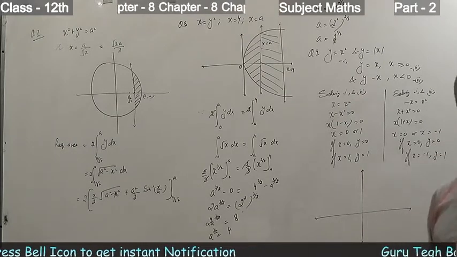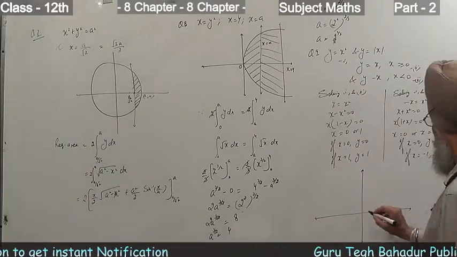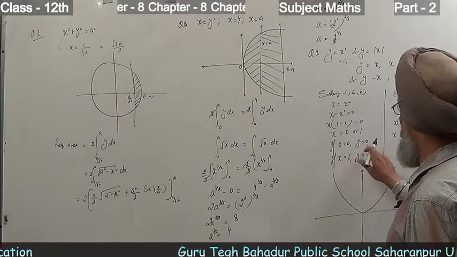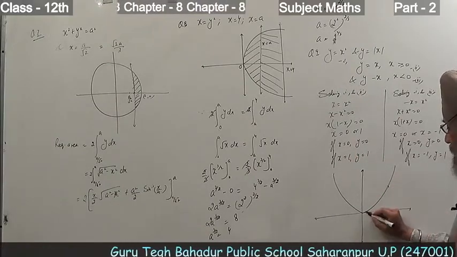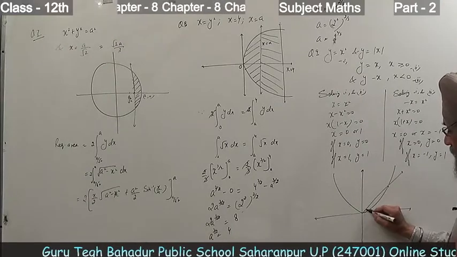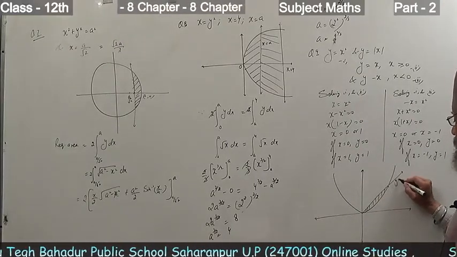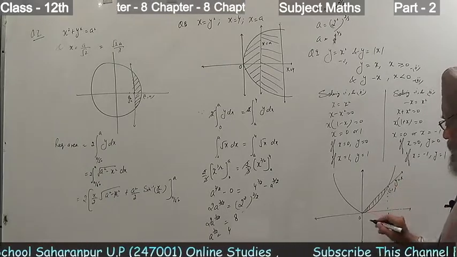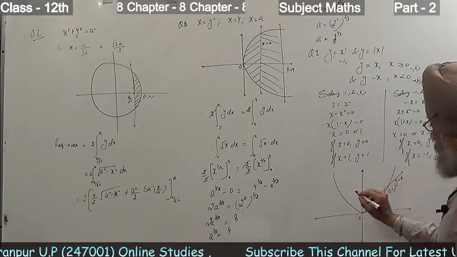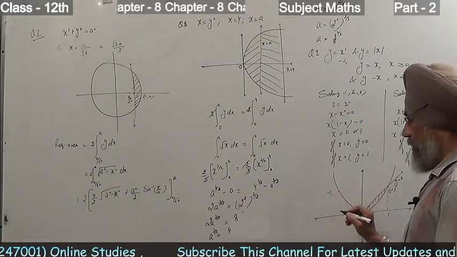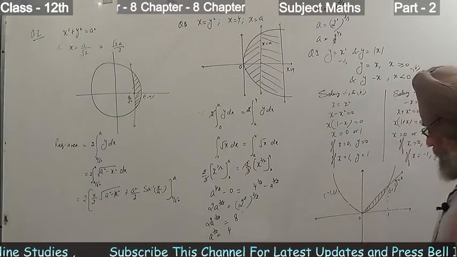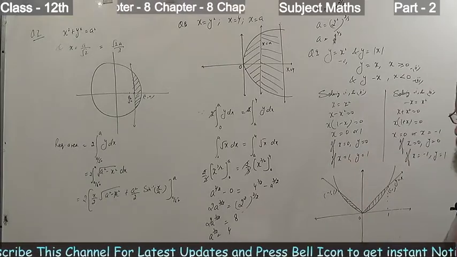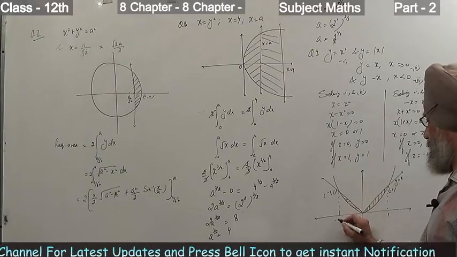y is equal to x square means x square is equal to 4ay. So make a parabola with the focus on the positive side of the y axis. x 0, y 0 is here, x 1, y 1 is here. So make a line like this. This line is for y is equal to x. It is 1, 1. Minus 1, 1, which is at this place. This one is minus 1.